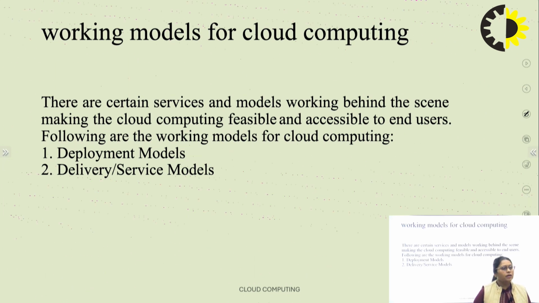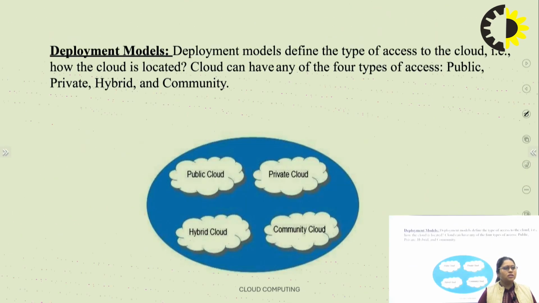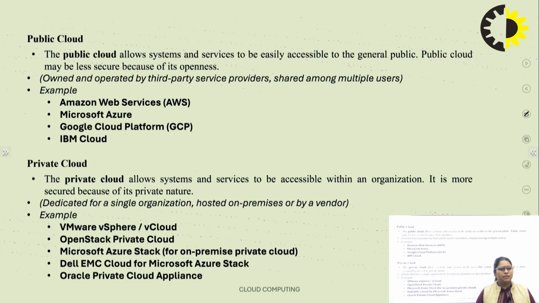If we discuss the concept of the deployment model, it is a type of service through which we can access the services from the cloud. How the cloud is located and how we can access the services, like private, public, hybrid, community. These are the categories of this deployment model. So the first category is the public model.